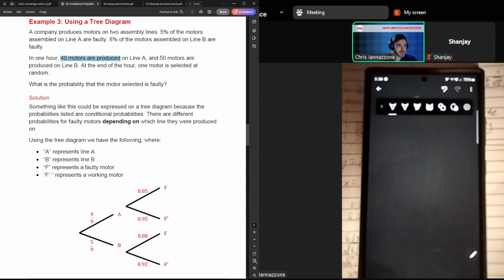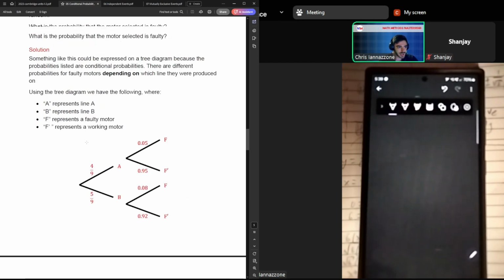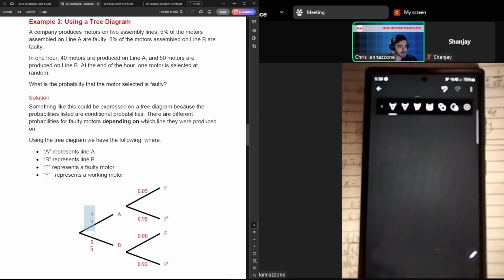I have a bit more information. So in 1 hour, we got 40 motors on line A and 50 on line B, and then they're all just sort of put in a box and we pick one to sample, and we've got to figure out is it faulty or not, or at least what's the probability of it being faulty. So from there, you could set up a tree diagram. Again, you're going to have line A, line B, faulty, not faulty. As far as how you put the probabilities in here, I'll let you take a stab at it. Maybe starting here. Why are these 4 out of 9 and 5 out of 9, respectively?